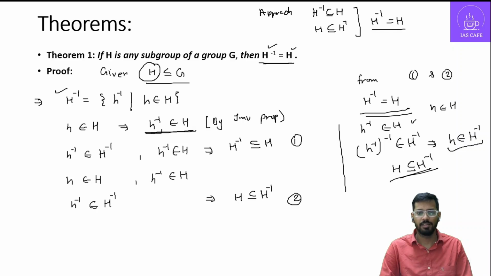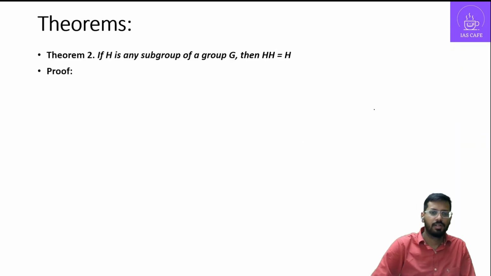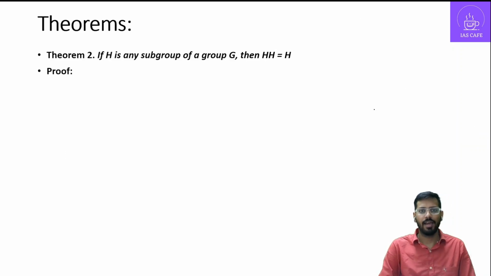So from these two we can take that H inverse is equal to capital H. Now next theorem: if H is any subgroup of G, then HH is equal to H. That is the second theorem. So here, given that H is a subgroup of G, we have to prove that HH is equal to H.